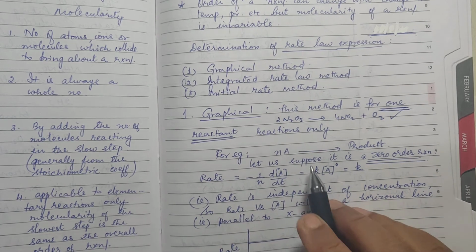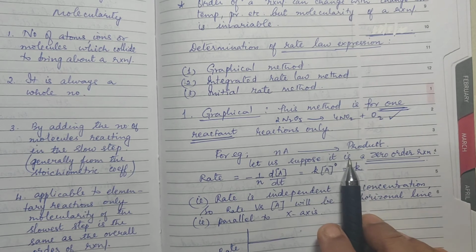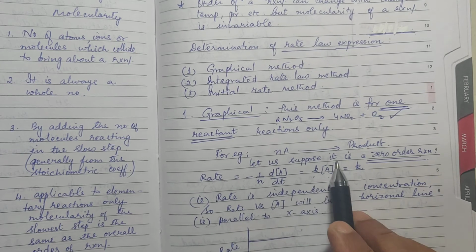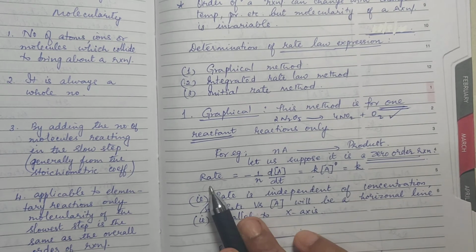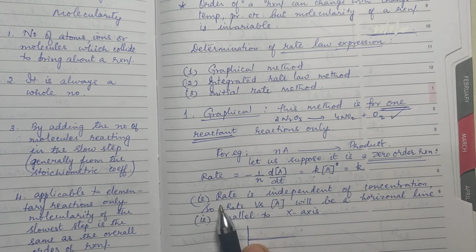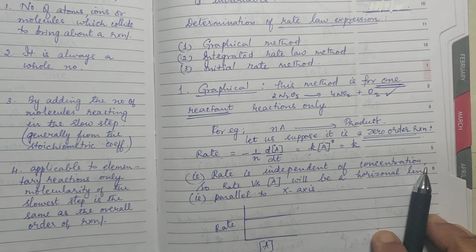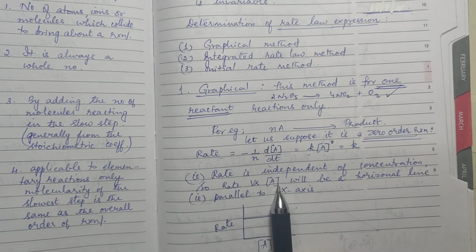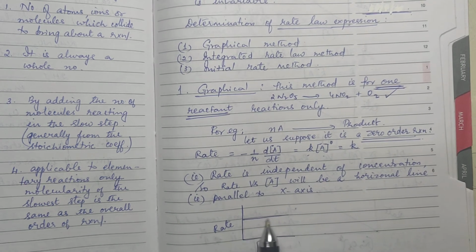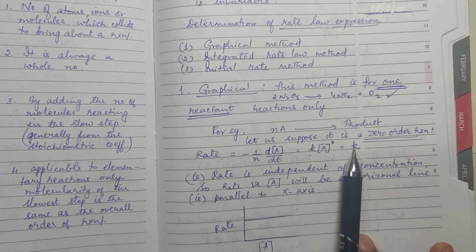Now say, for example, n number of molecules is giving a product. Now supposing you consider it as a zero order reaction, then R is equal to K into A power 0. So in such a case, R is equal to K. Now this R is independent of concentration. Remember, R is independent of concentration. So rate versus concentration of A will be a horizontal line. That is, it will remain parallel to the x-axis. Rate is independent of concentration in such a case.